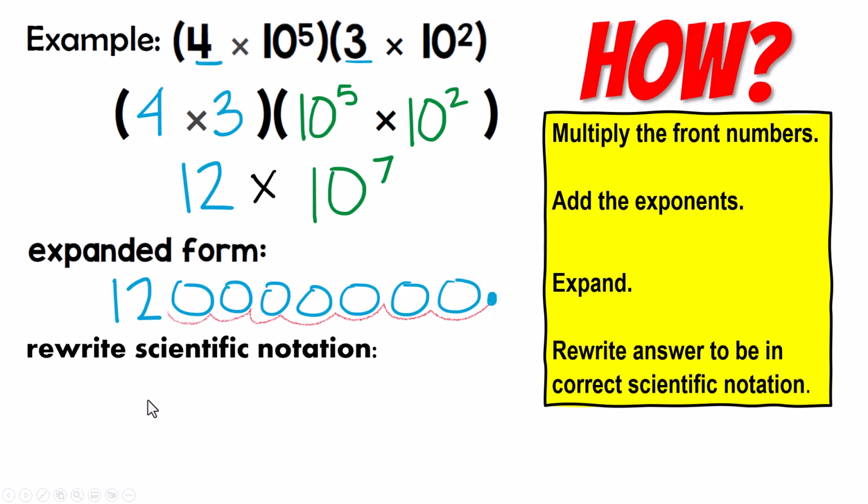Now to put this number back in scientific notation, and if you need a review of that, I'll put a link up here in the corner to my how to write scientific notation video. We're going to move this decimal place back to being between the 1 and the 2, and we get 1.2 times 10 to the 8th. You'd have to move it 8 places to put it back there. So this is the correct answer in scientific notation.